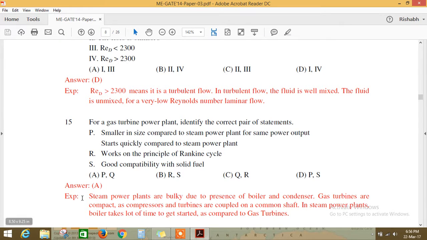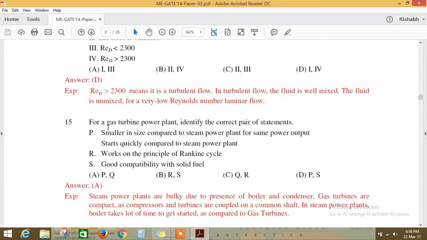So see, I have written here, steam power plants are bulky due to the presence of boiler and condenser. Gas turbines are compact as compressors and turbines are coupled on a common shaft. In a steam power plant, the boiler takes a lot of time. It's a natural thing that if you want to boil something, it will take some time as compared to the gas turbines.